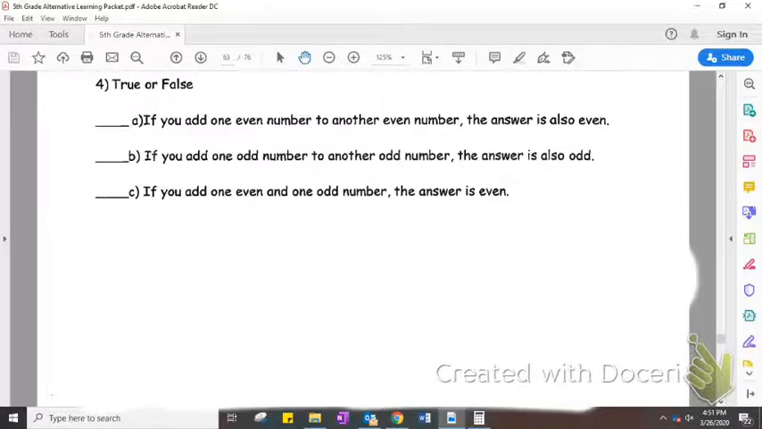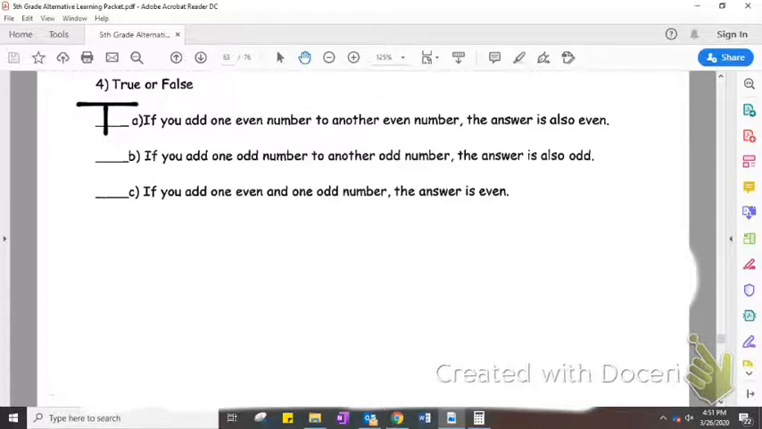Okay, so that's true. If you just think about it, it makes sense. An even number means it's divisible by 2. If you're adding it to another even number that's also divisible by 2, think about it: the answer could be divided into 2 equal parts. Let's go to B. If you add an odd number to another odd number, the answer is also odd.